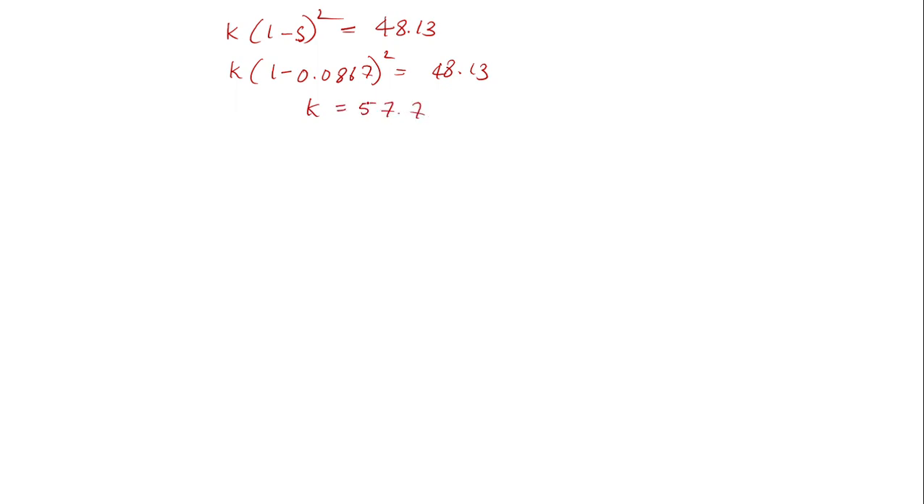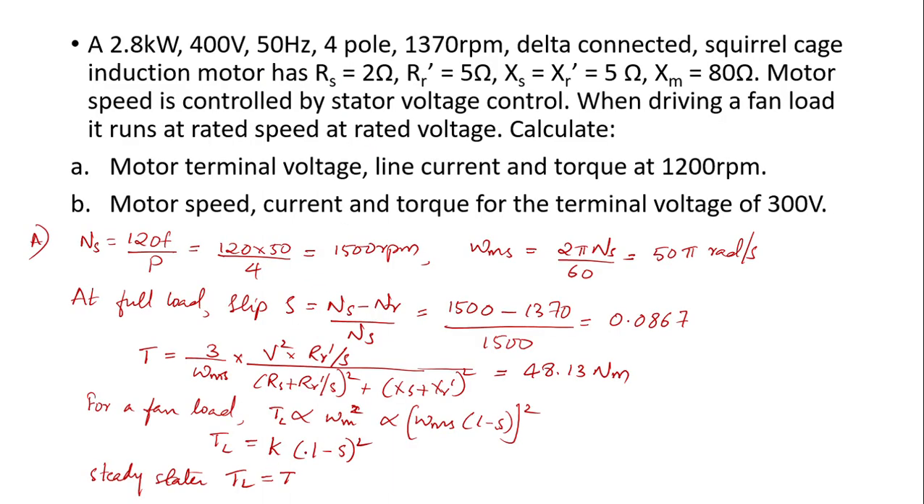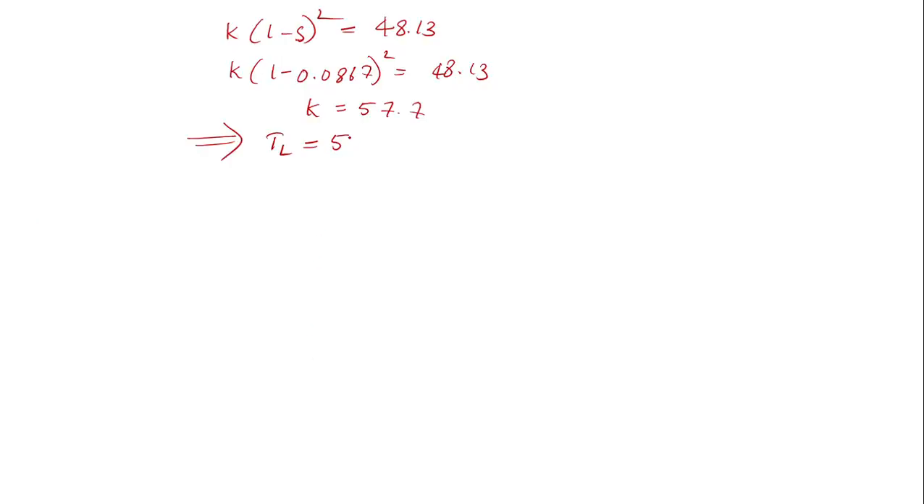This constant is actually the value which includes the synchronous speed, as well as the constant which has come up when you are removing the proportionality. So you have got the value for K, and you can get a generalized equation for load torque. You substitute the value of K into this particular equation, so you will get the load torque is given by 57.7 into (1 minus S) whole square.